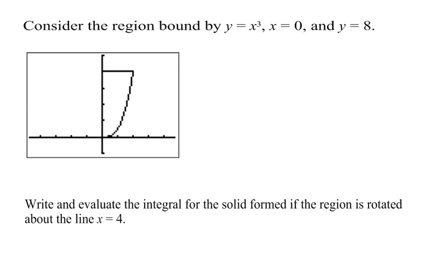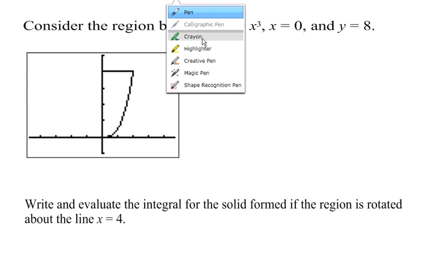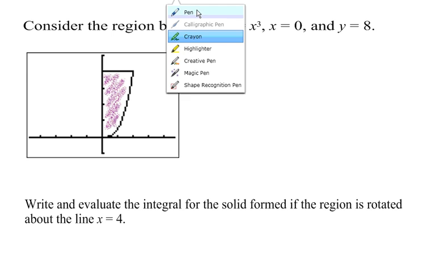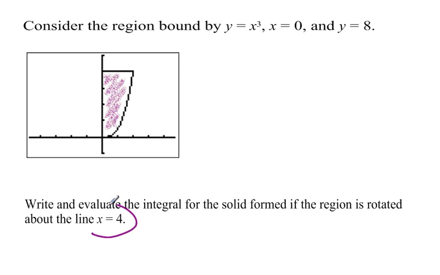All right, let's try another one. This time, same region. We'll just get that colored in again. So same region. And this time we're going around the line x equals 4. So 1, 2, 3, 4. Here it is. We're at x equals 4, which is what we're revolving around.